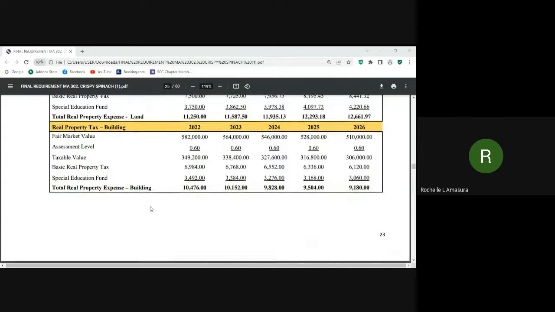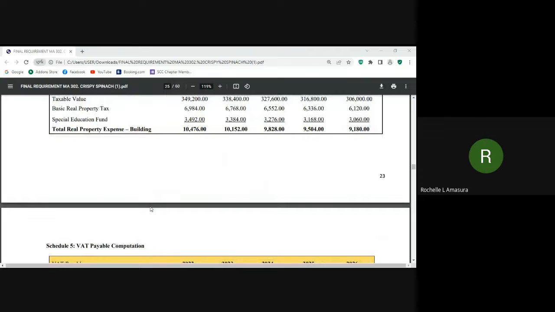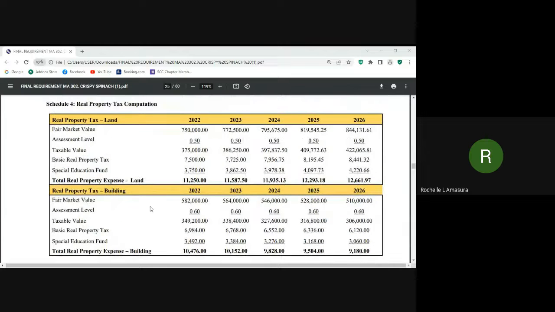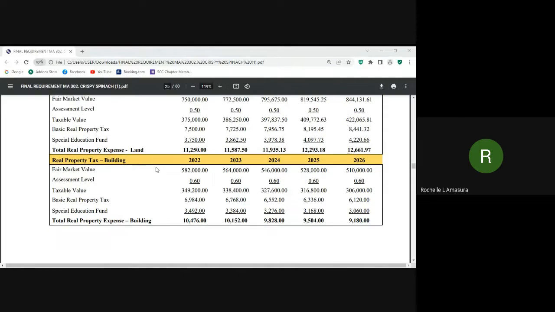Of the year 2022 until year 2026, you have the fair market value of 750,000 for the first year. Then, the assessment level is 0.50. Taxable value, basic real property tax, special education fund.